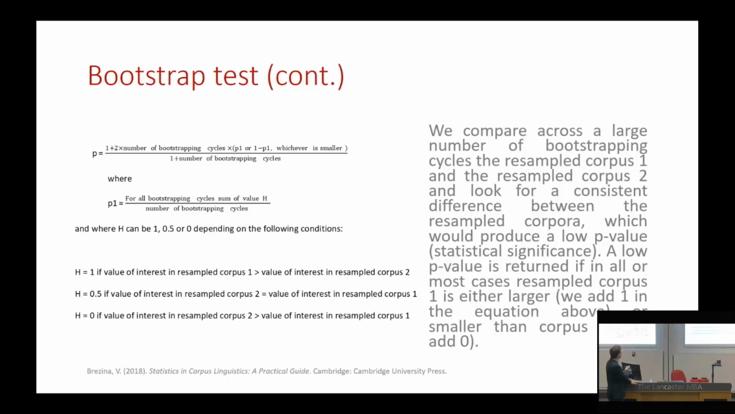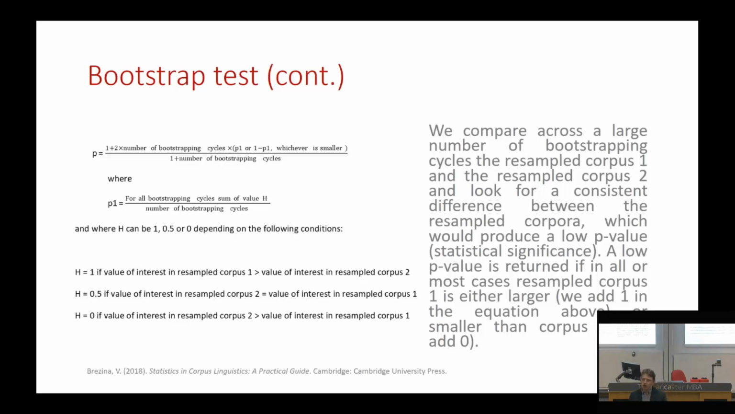So bootstrapping cycles of the resampled corpus 1 and resampled corpus 2, and look at a consistent difference between the resampled corpora, which would produce a low p-value, right? If there's a consistent difference, the p-value is low. That is, it is returned if all or most cases of resampled corpus 1 are either larger, and that's why in this process we add 1, or are smaller than corpus 2. In that case, we add 0, right? But if we have a mix of ones and zeros, then these will not be consistent, and the p-value wouldn't be small, right? And this is just the mathematical way of making sure that this happens.